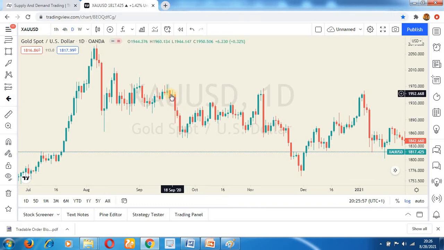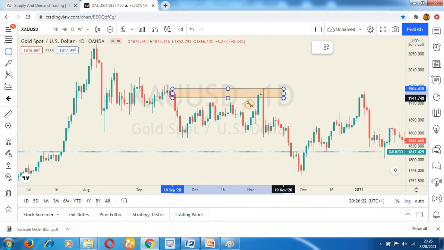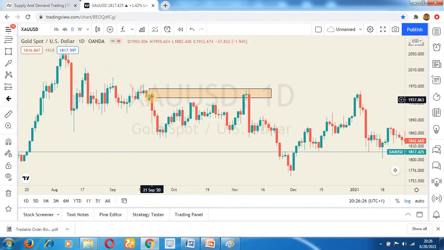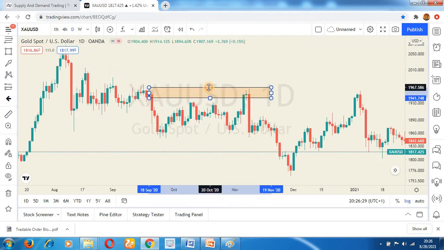For an example, you see that this candle came all the way down, showing us there is high volume in the market. Now the green candle before the bearish engulfing red candle becomes our demand and supply zone. So I like to plot it from the body of the candle to the wick of the candle. Now this is how you plot it.